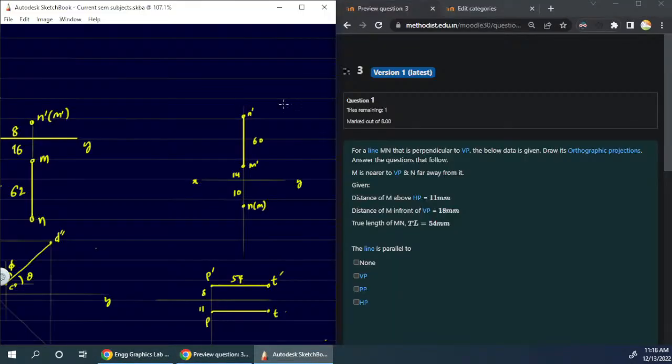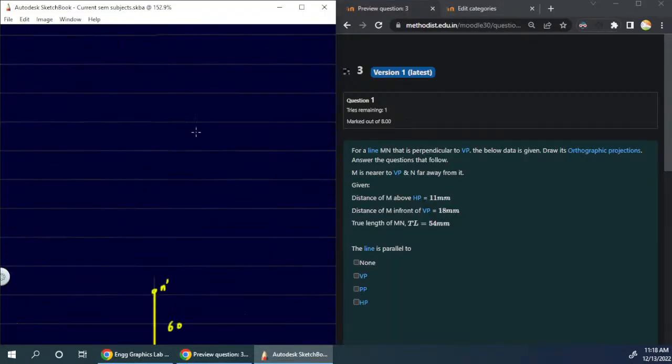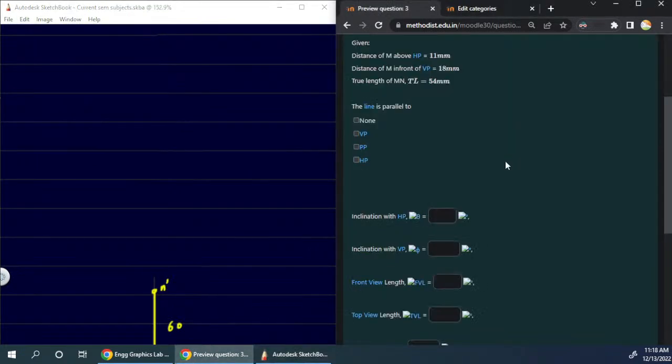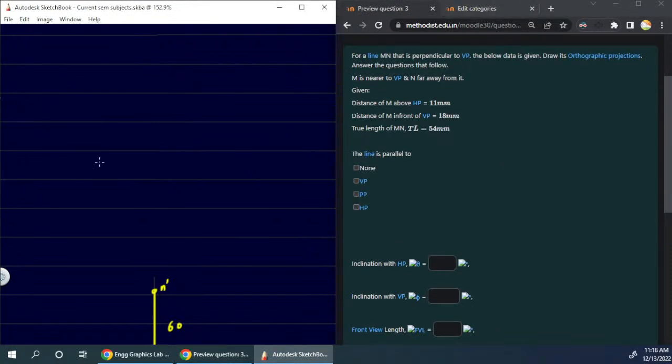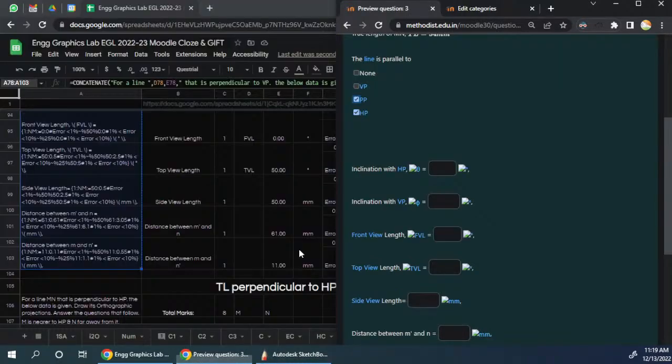BS is connecting and disconnecting again and again. Anyway, so the line is perpendicular to VP. XY. This is how it's gonna be. So M dash and N dash, above is 11, below is 18, true length is 50. Let's take it.